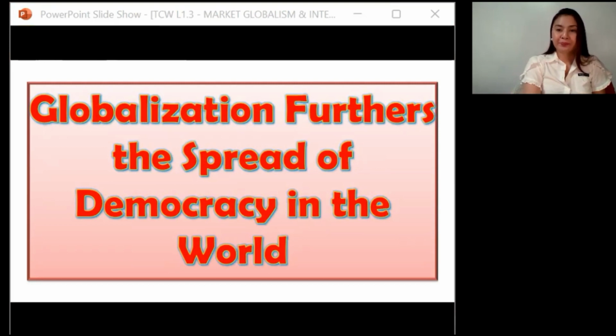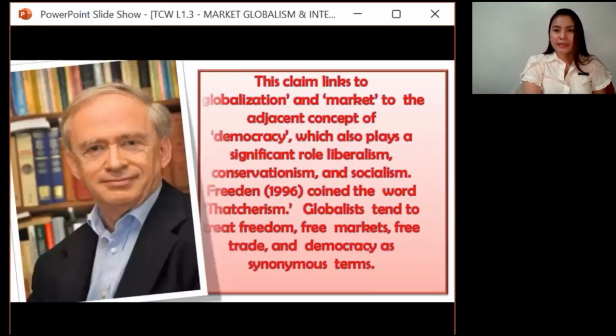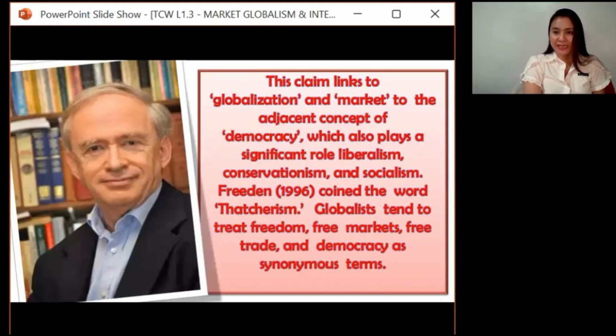And another one is from this person who coined that claim. He said that this claim links globalization and the market to the adjacent concept of democracy, which also plays a significant role in liberalism, conservatism, and socialism. This guy here is Friedman, and he coined the word Thatcherism. So globalists tend to treat freedom, free markets, free trade, and democracy as synonymous terms.